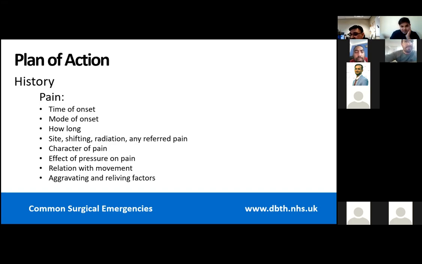Concentrate on all these things: site, radiation, referred pain, character of pain, and the effect of pressure on the pain. If the patient is peritonitic, then putting a little pressure on the tummy, the patient will jump, and that suggests peritonitis. Then the relation with movement, and any aggravating or relieving factors. So a good detailed history of the character of the pain, onset of pain, etc., is very, very important and gives a good clue in making a diagnosis.